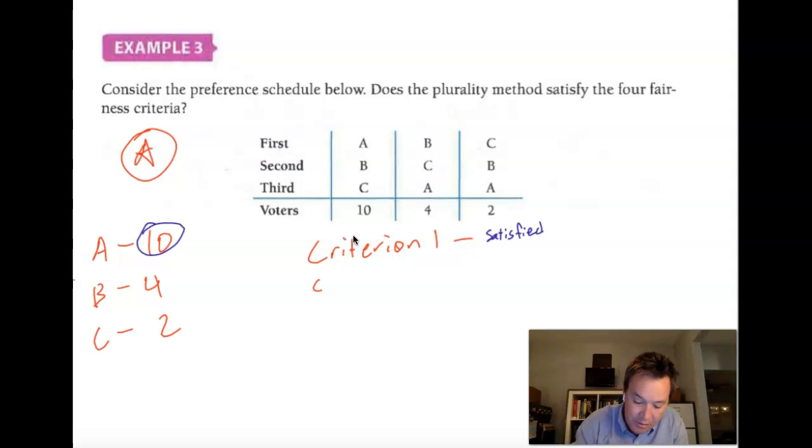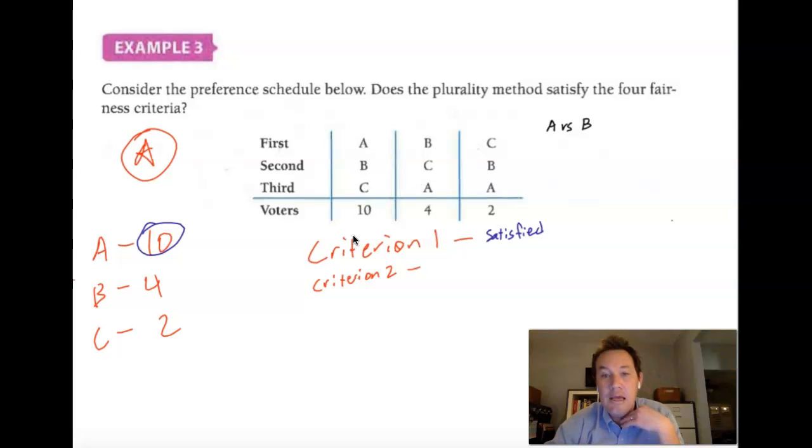All right, criterion 2. This is our pairwise comparison, so let's look at our pairwise comparisons here. We'll start with A versus B. Column 1, A wins. Column 2, B wins. Column 3, B wins. But overall, A got 10 to B's 6, so A wins.